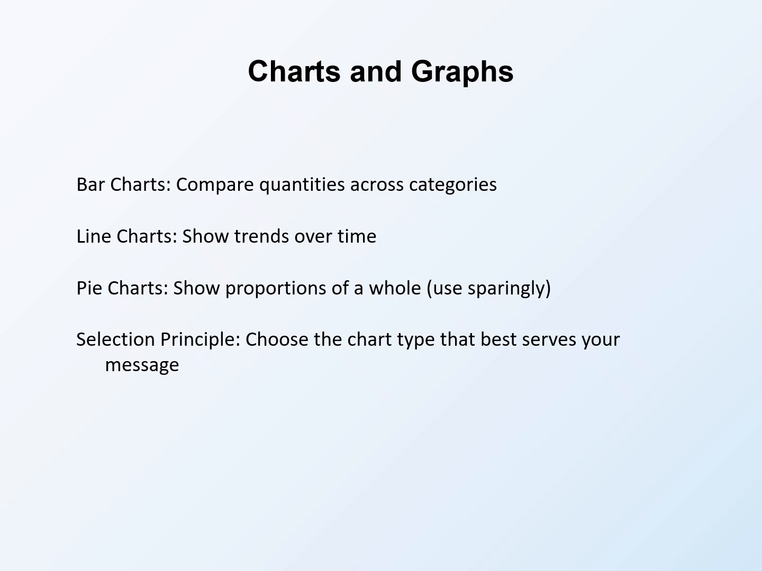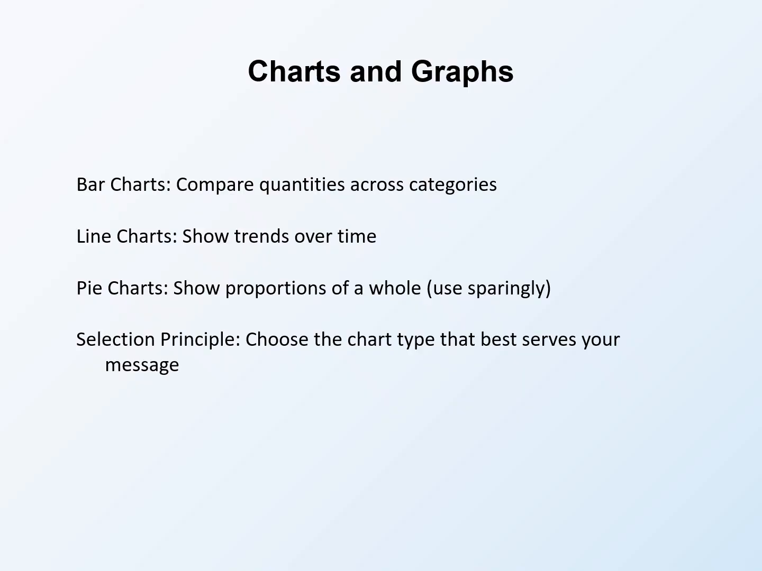Pie charts show proportions of a whole. They can illustrate budget allocation across categories or distribution of participants across demographics. However, use pie charts sparingly. They become confusing with many slices and often work less well than alternatives. Consider bar charts instead for many proportion comparisons.